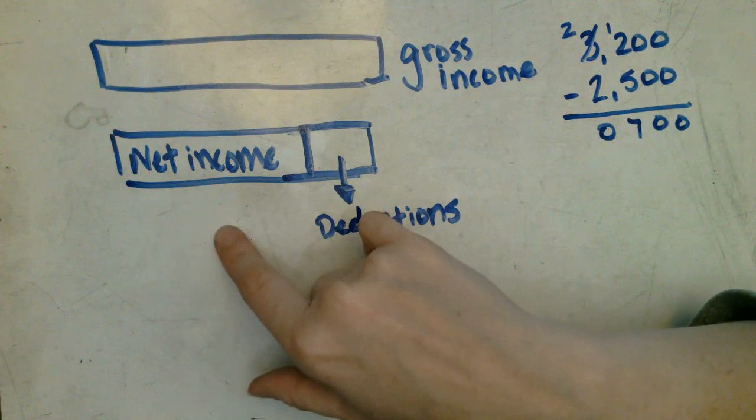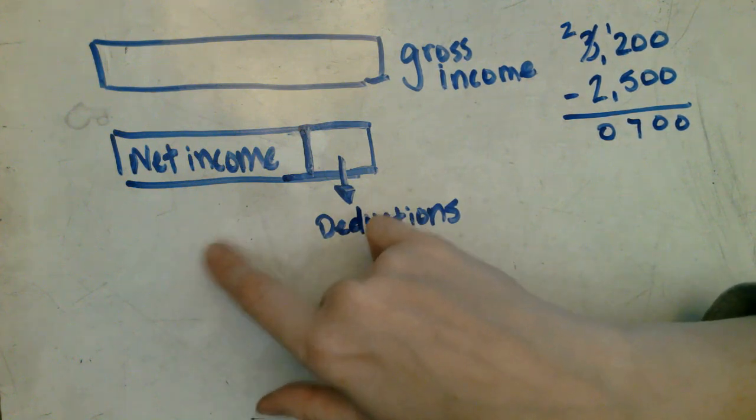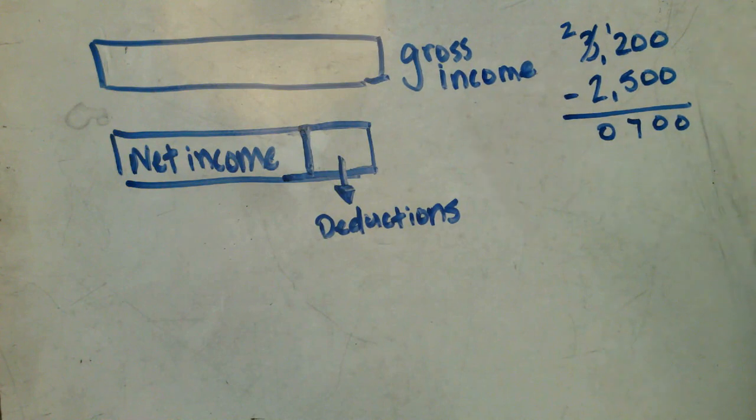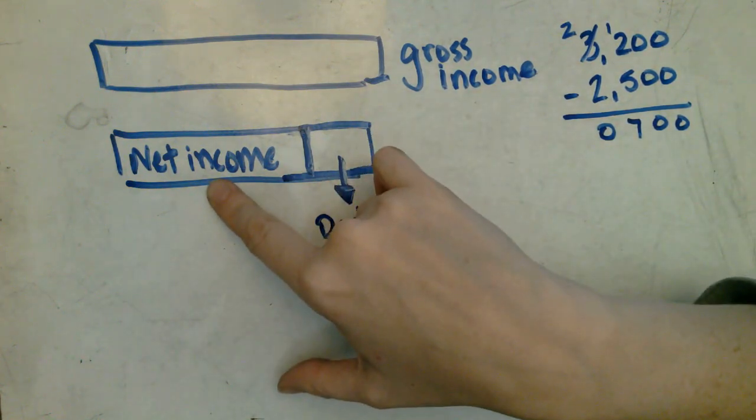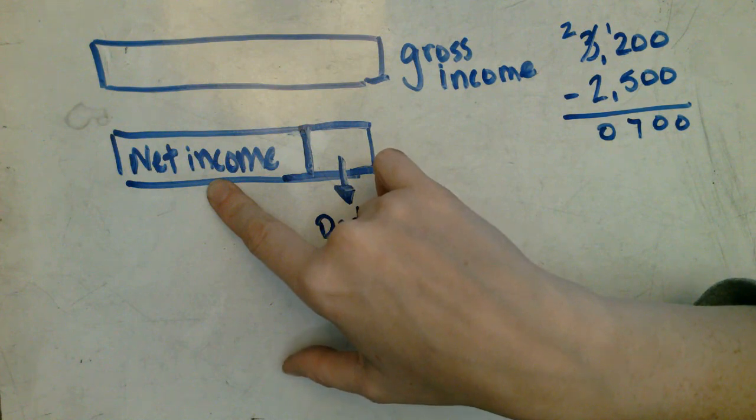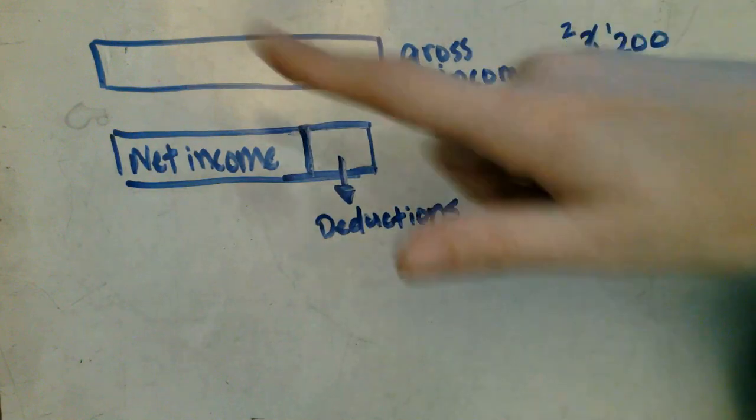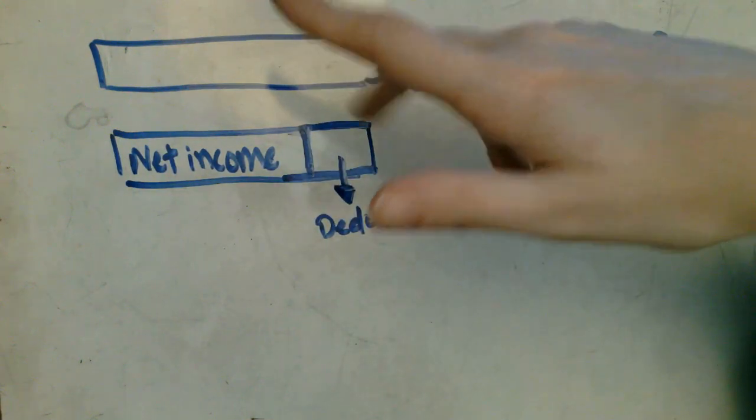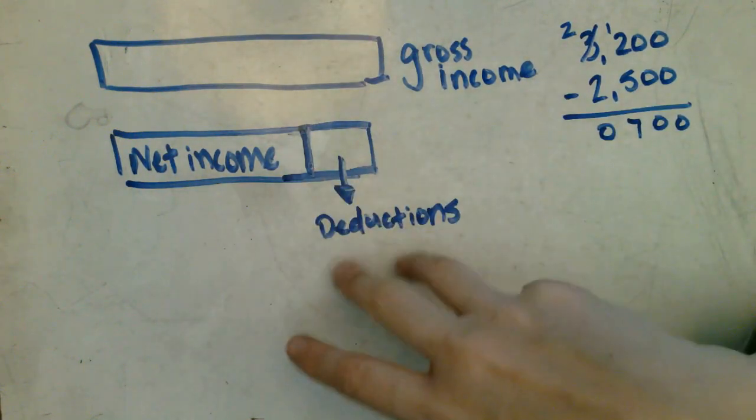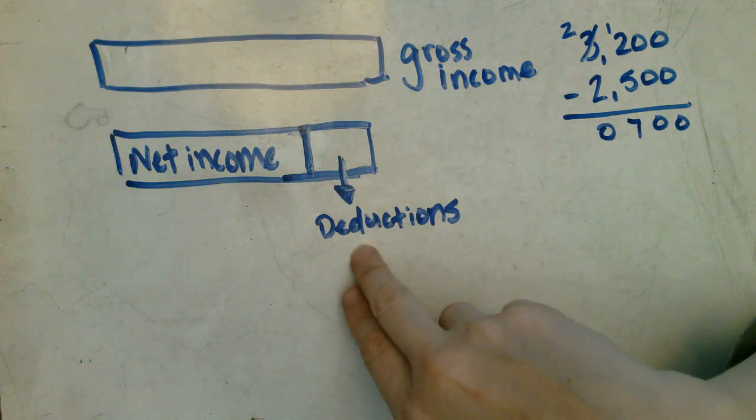Our net income or net pay is the amount of money a person actually takes home after taxes and other deductions. So the net income is what money Ben gets to take home and he can use it to spend. In Ben's case, he has income tax, payroll tax, and health insurance payments subtracted from his gross income. Those are all his deductions.